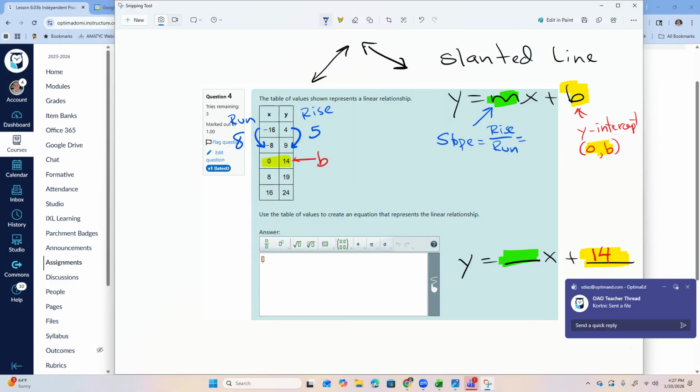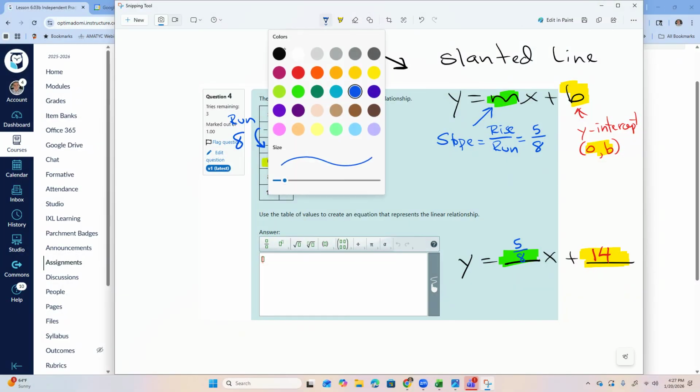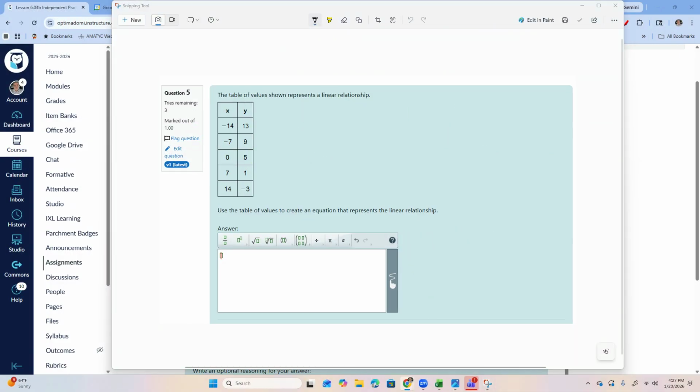So what will be my slope? The rise is 5, the run is 8. So my slope here will be 5 over 8. And this is my answer, this whole equation: y equals 5/8 x plus 14. All right, let's go over the last problem.